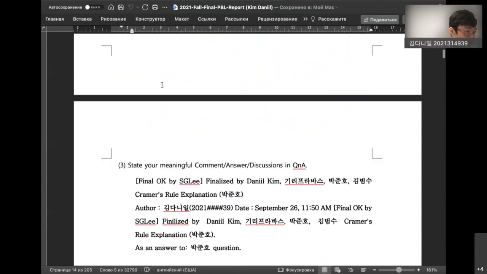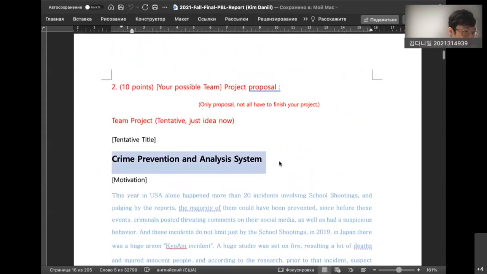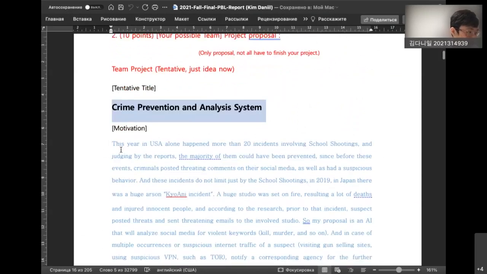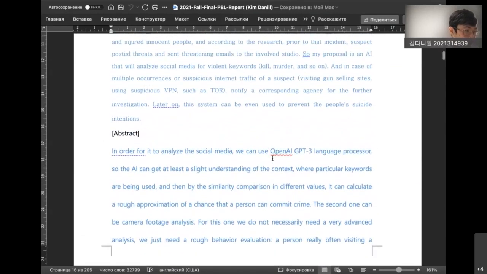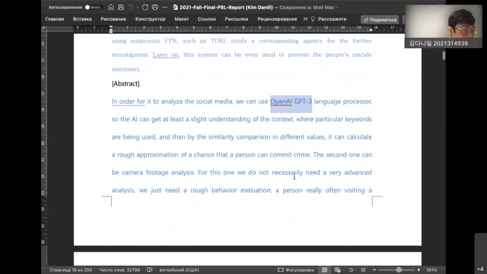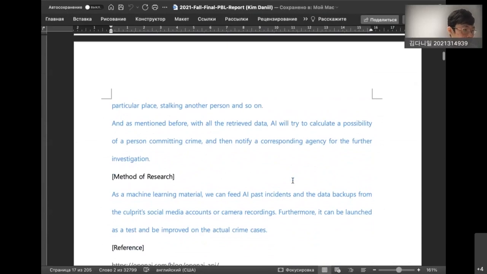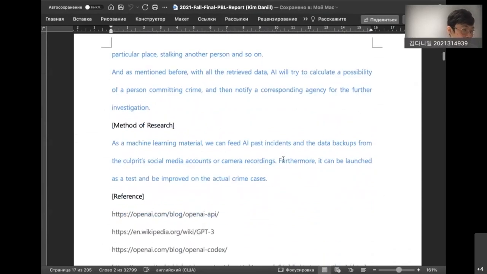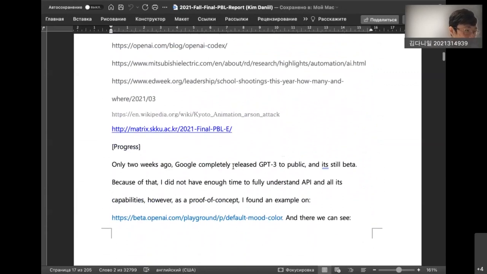However, what I want to talk about is the project, right? In the midterm PBL, I just wrote a proposition with the usage of OpenAI GPT-3. However, it was closed at that time, but two weeks ago, Google actually released the OpenAI API publicly, GPT-3.